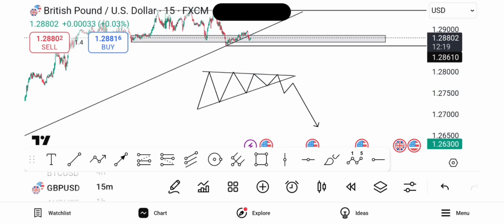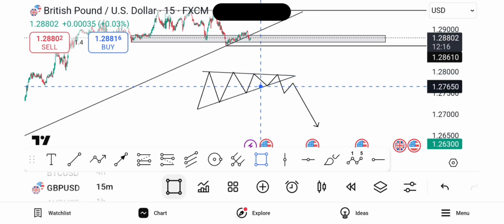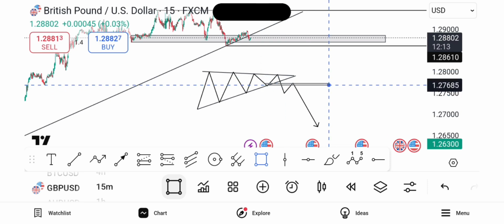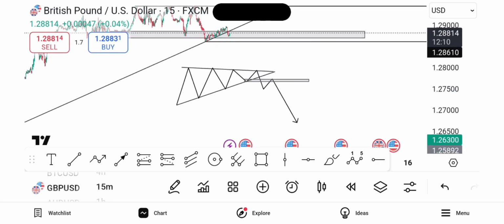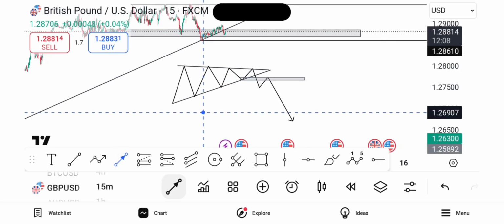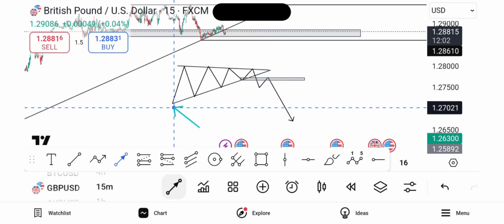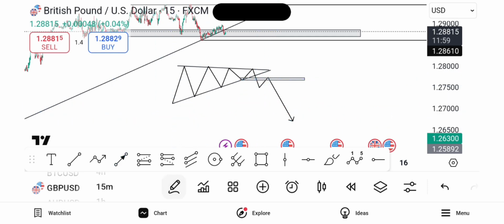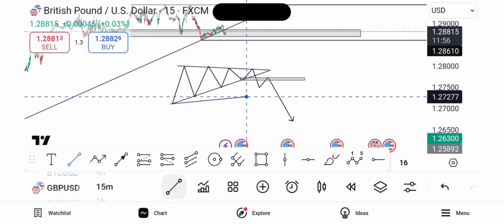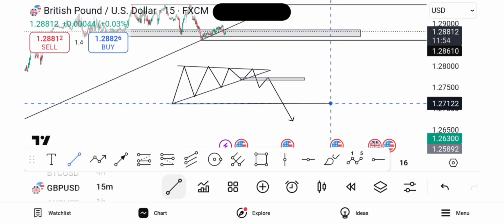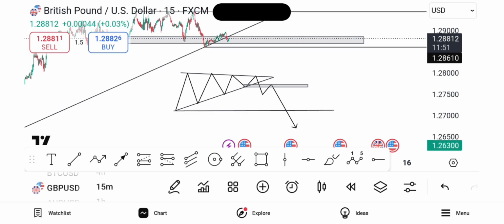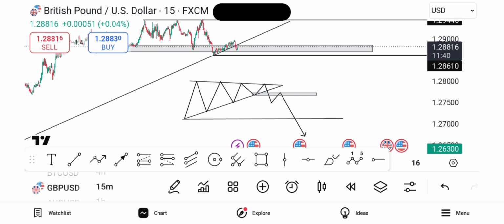Other people normally get their entry like this. They mark here, then they consider this, so the entry will be right here. Then targeting this, the target now will be here, like that. The same concept also applies to our current market movement right now. That's the same thing we are seeing as of now.